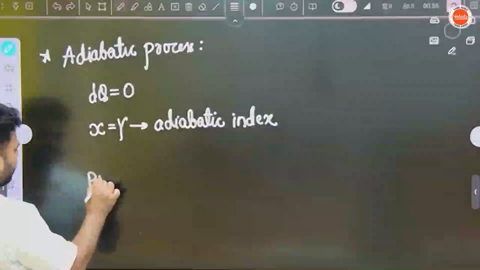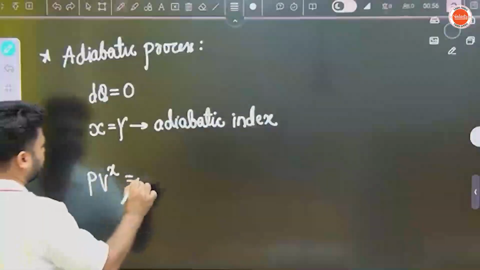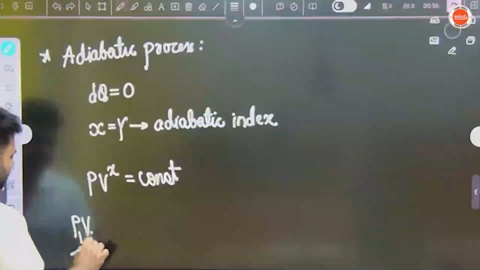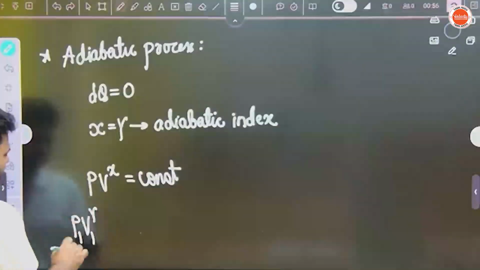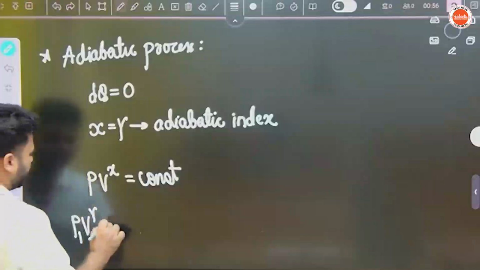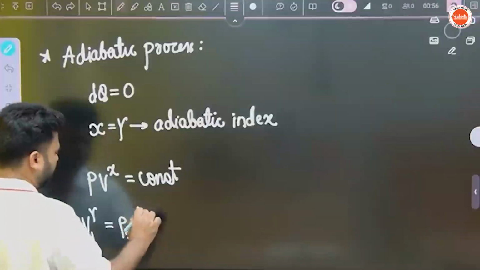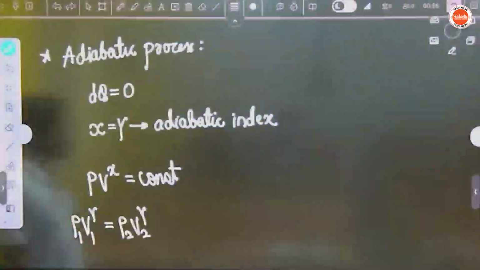We know that PV to the power x equals constant. In the adiabatic process, we can always write P1 V1 to the power gamma, because x is nothing but gamma, equals P2 V2 to the power gamma. So this value is constant.